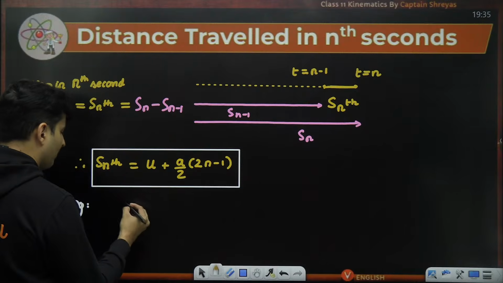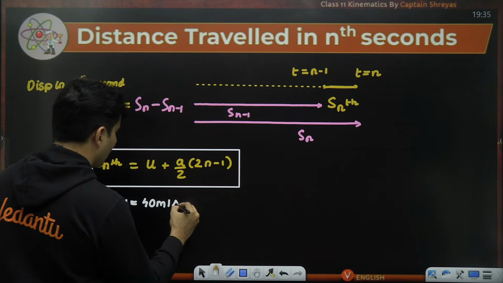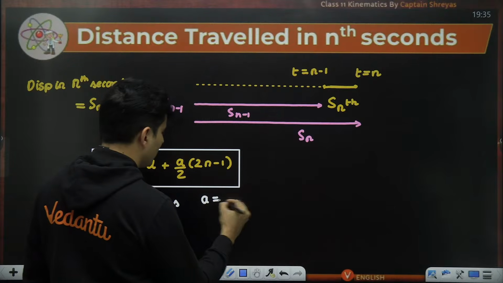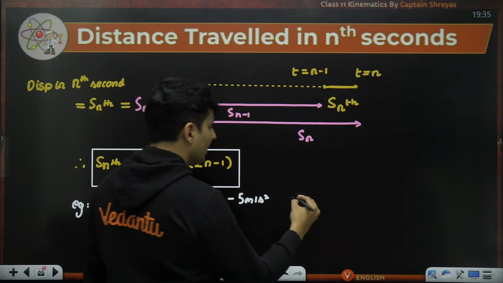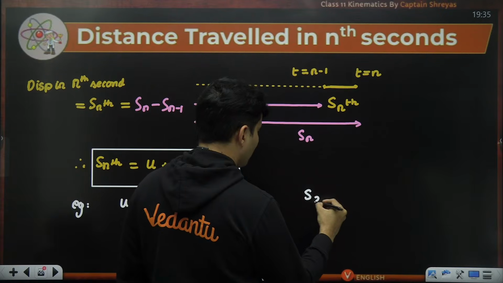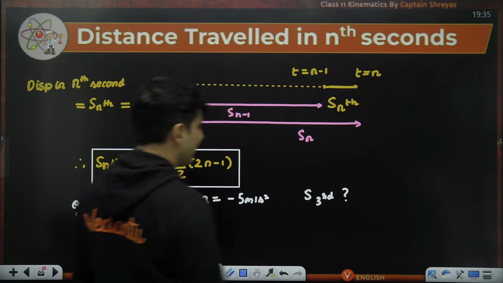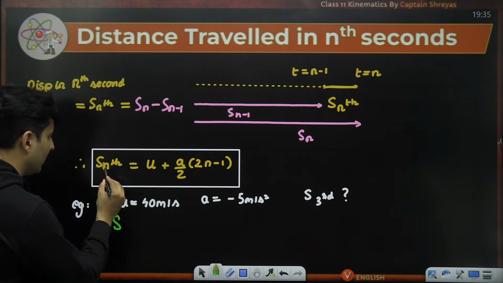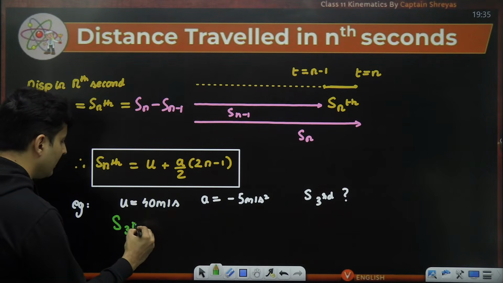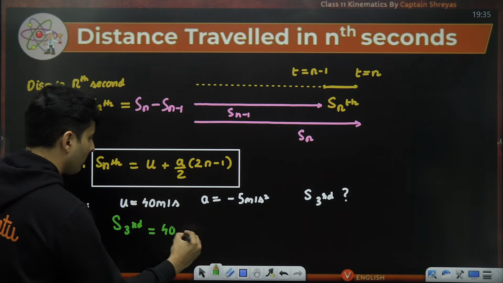Imagine there is a vehicle which is moving at 40 meters per second and it has an acceleration of minus 5 meters per second square. Can you find the displacement in the third second? That is the question. So displacement in the third, that means n is 3. Okay. Initial velocity is 40.